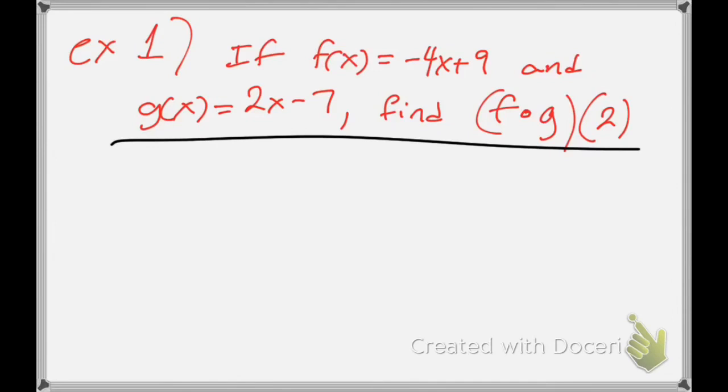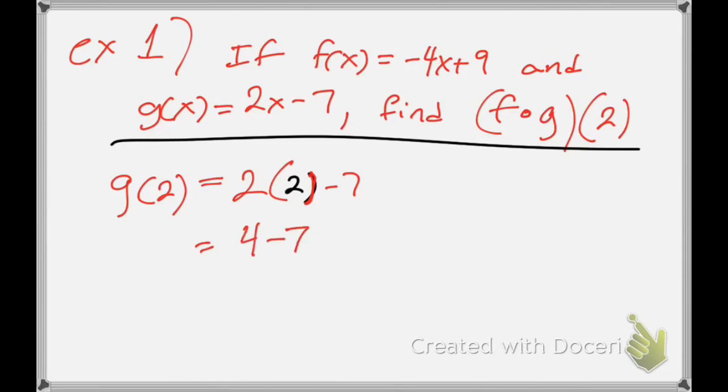So what we're going to do is take this 2, and since g is the inner letter, I'm going to start with that. So I'm going to evaluate the function g when x is equal to 2. So I have 2 parentheses of 2, close parenthesis, minus 7. That gives me 4 minus 7, which gives me negative 3.